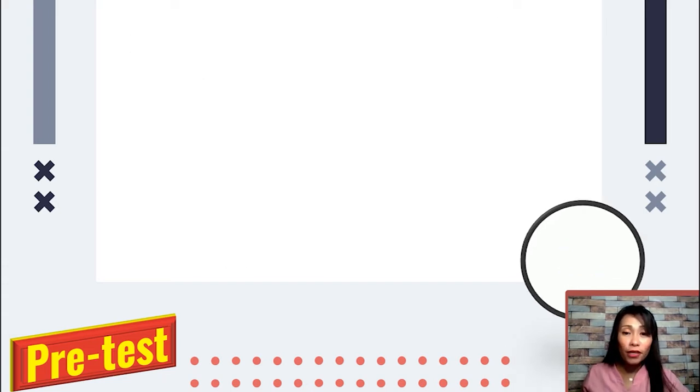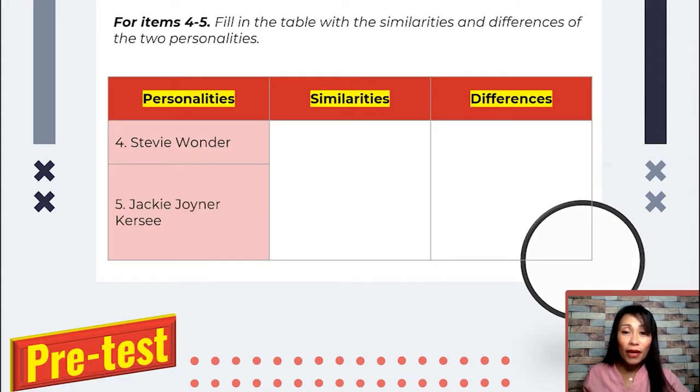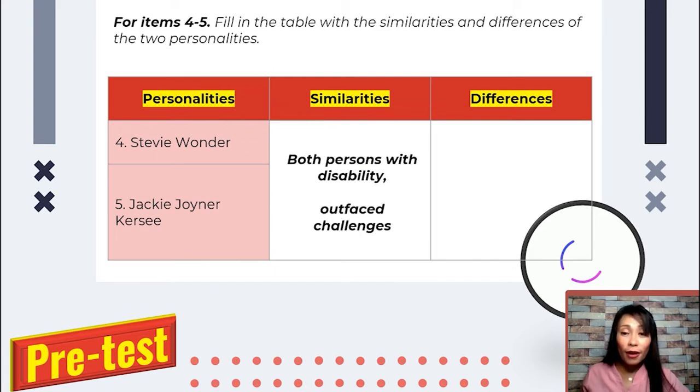For questions 4 to 5, fill in the table with the similarities and differences of the two personalities mentioned in the text. We have Stevie Wonder and Jackie Joyner. Just give one similarity of these two persons and one difference. Alright. For the similarity of these two personalities, they are both persons with disability, and they both outfaced challenges, while they differ in profession. Stevie Wonder is a musician, while Jackie is an athlete. Did you get all the correct answers?